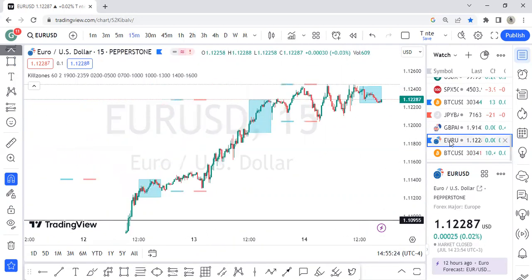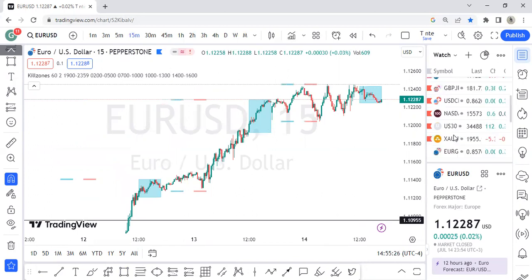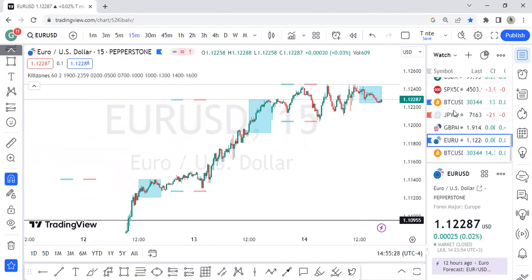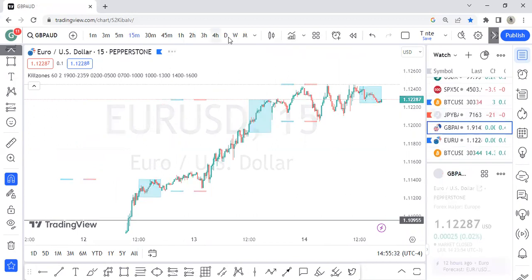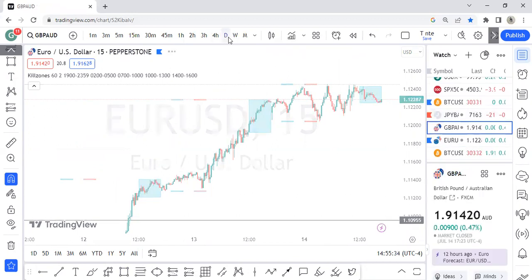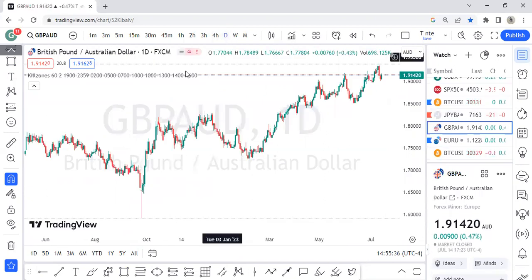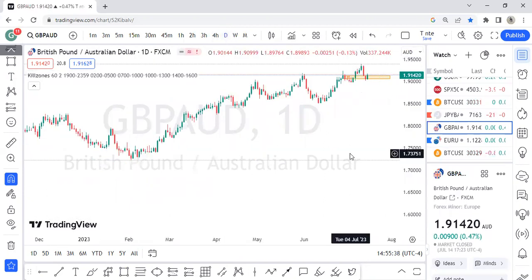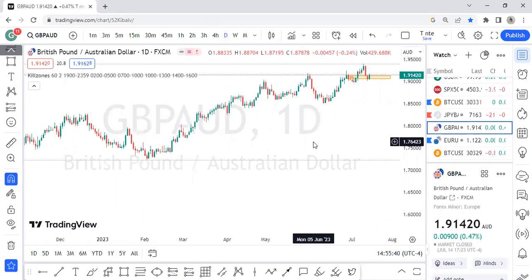So let's look at another pair. EU was not really clear. Let's look at GA. EU was not really clear this week. It was just so sideways. Let's look at GA and see if we can do the same thing on GA, right? So this is GA. All right, this is GA.